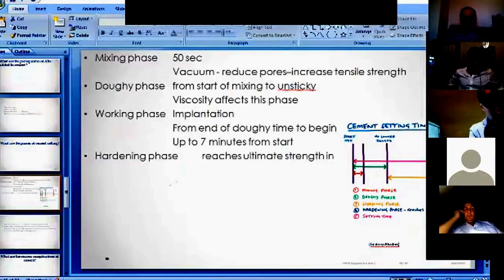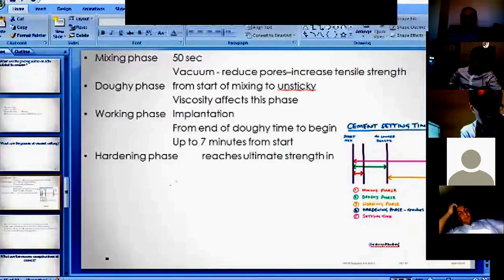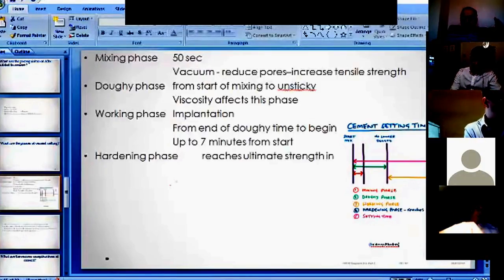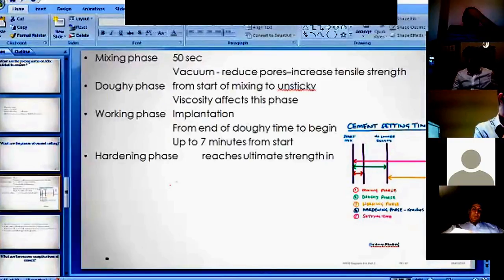So there are mainly 4 stages or 4 phases. First is the mixing phase, which is the first few seconds, about 30 to 50 seconds. Vacuum is obviously used in advanced cementing techniques now to reduce the pores and therefore increase the tensile strength of cement. So the first stage is the mixing stage.